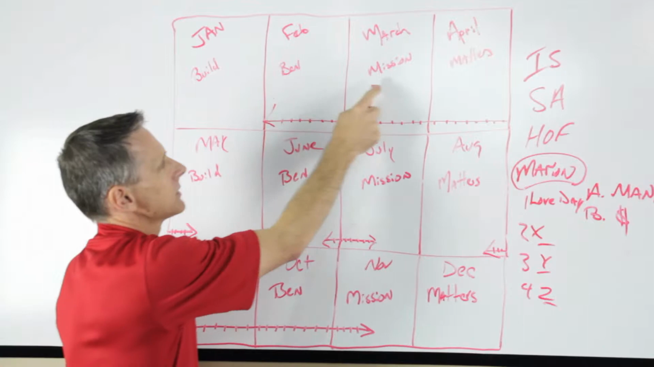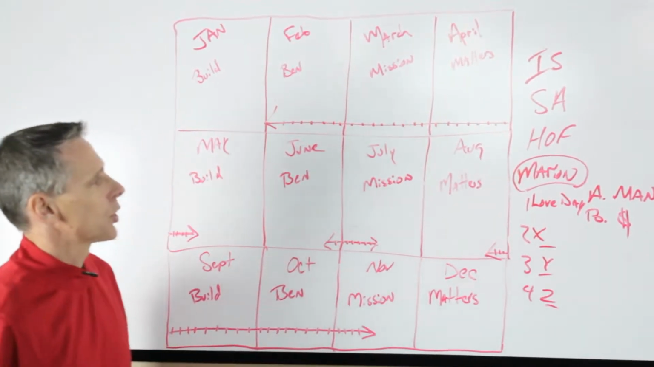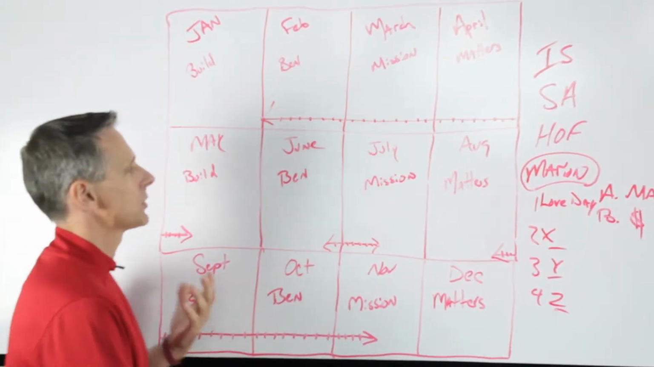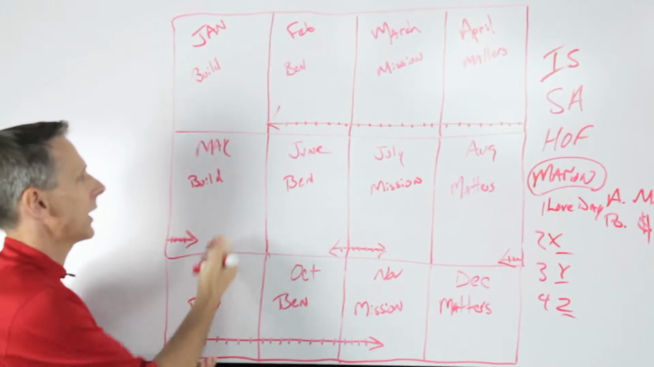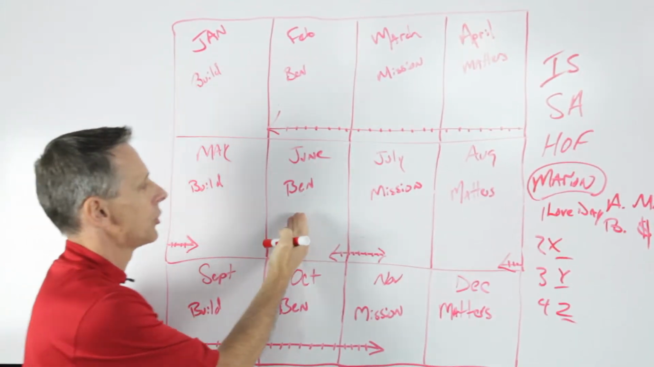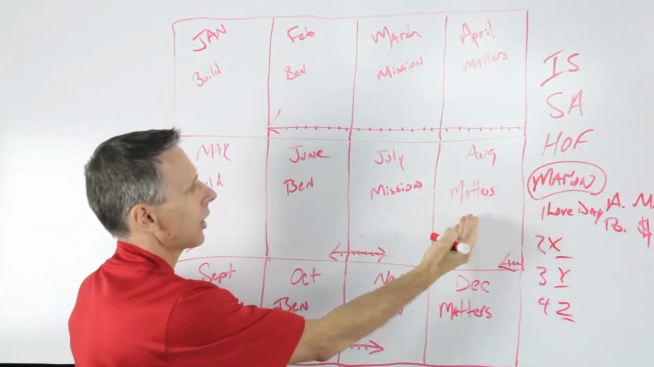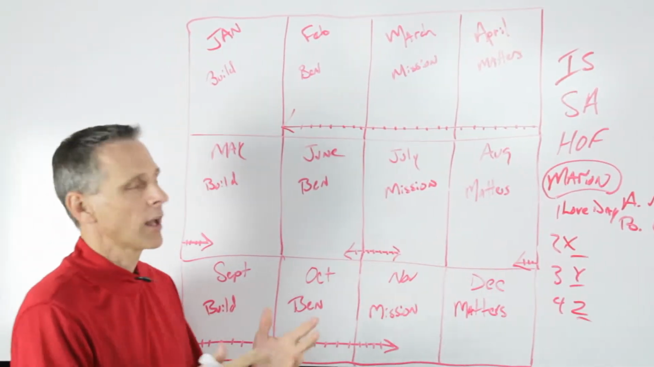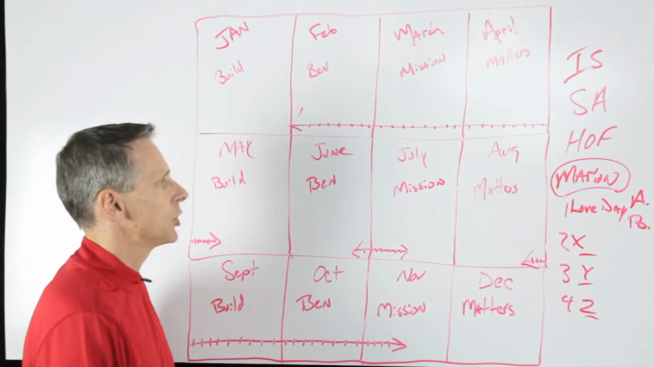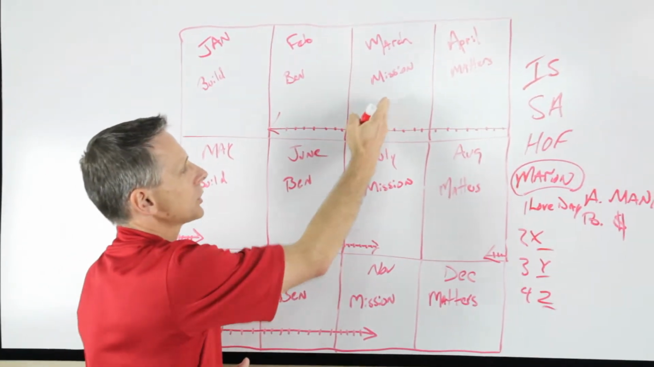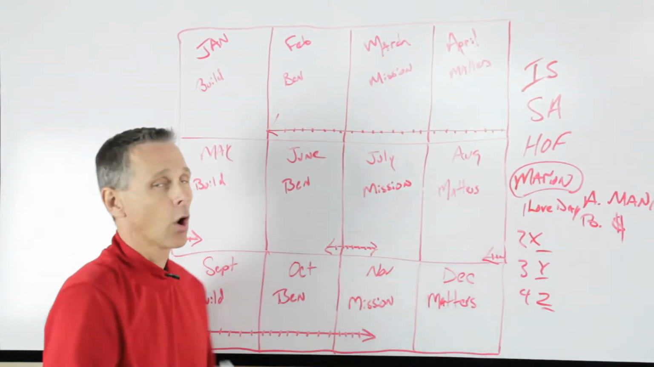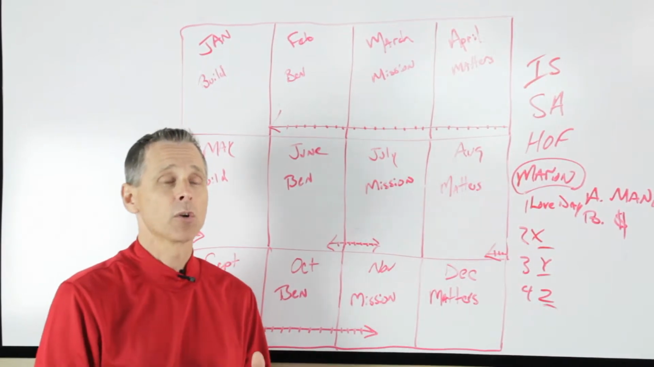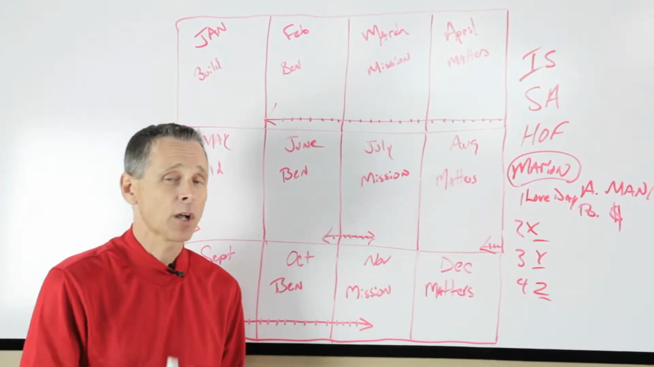Building, benevolence, missions, matters. So what happens on our calendar is we start over at that point, and May becomes a building month, June benevolence, July missions, August matters. September, October, November, and December follow in the same suit. And so you will pick up very quickly that March, July, and November are your missions months. That's when we focus exclusively on missions projects.